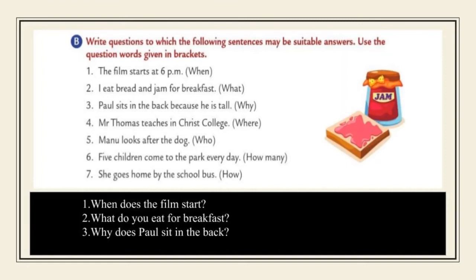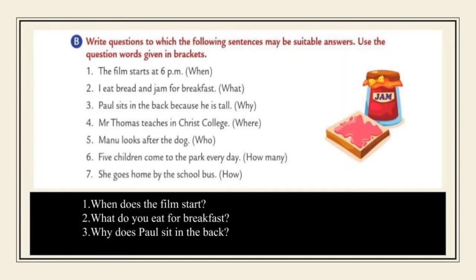Let's move to the second sentence. I eat bread and jam for breakfast. Okay, the question word is what. So look here, the subject is I. For I, what do we have to add? What is the auxiliary verb? That is do. What do? I will be changed to you. What do you eat for breakfast? Okay. At the end of the statement, put a question mark.